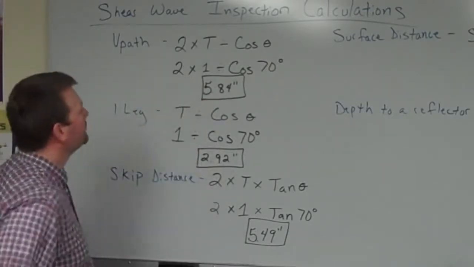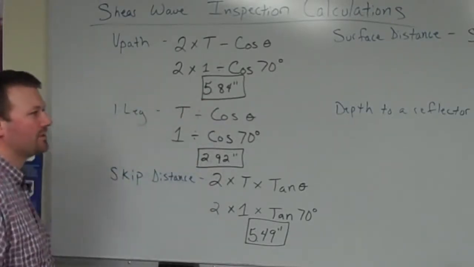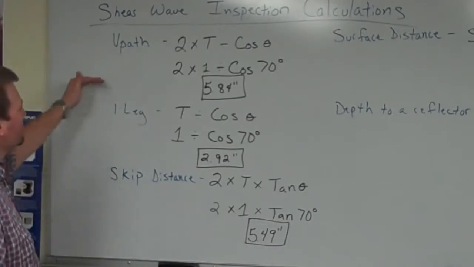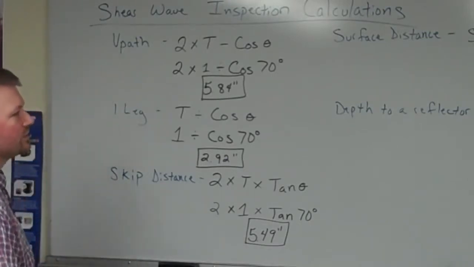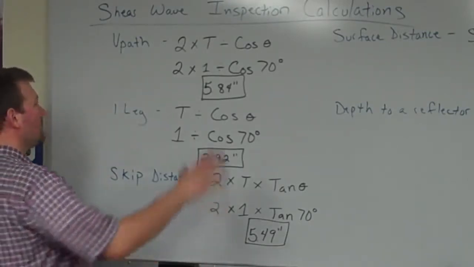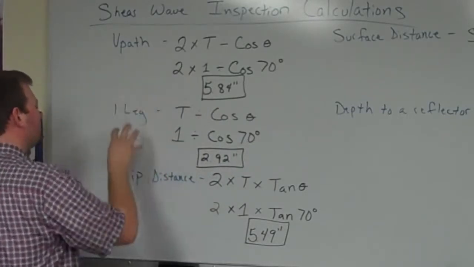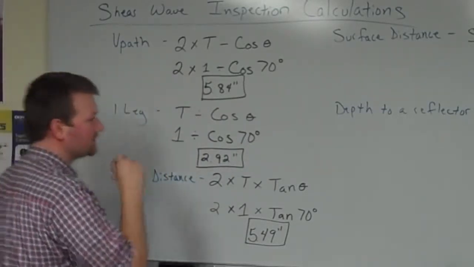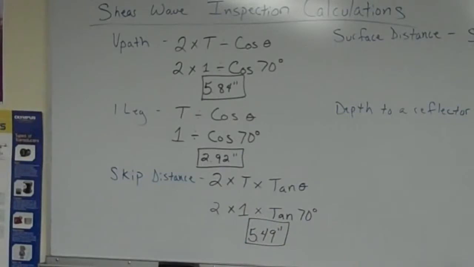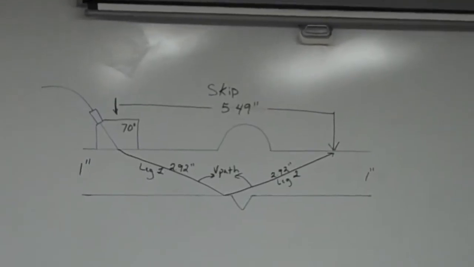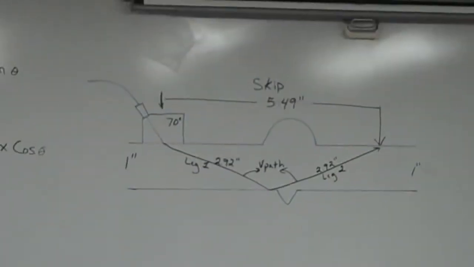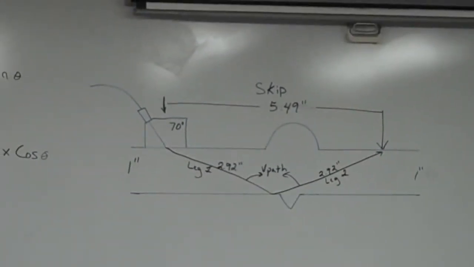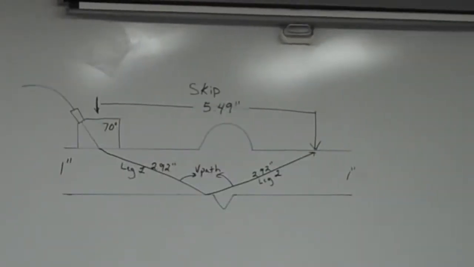So I wrote up some shear wave calculations, which you guys are messing with this week if you haven't got to them already. I wrote out one example of each and want to show you where that comes from. So if you see a V-path, one leg, or a skip distance, what you're actually visualizing is this over here. Let me zoom in a little bit, where now we've got a skip distance, one leg, and a V-path.